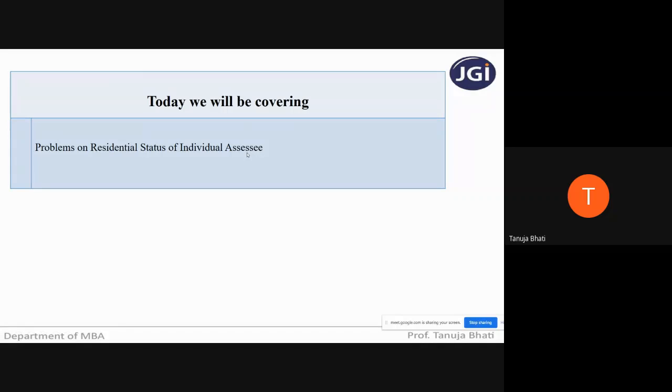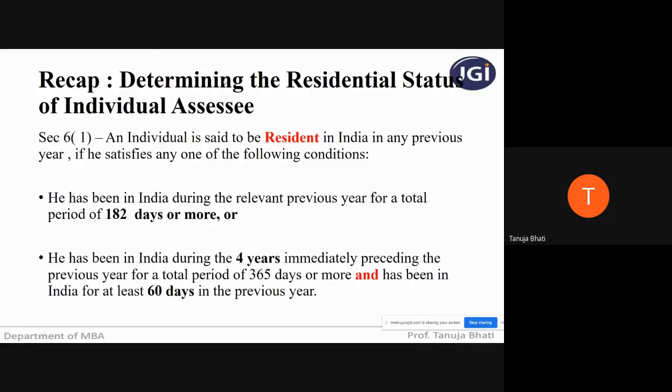Before starting the problems, we will have a quick recap of how to determine the residential status of an individual. This quick revision is for those students who were not able to attend my classes earlier. So how do we determine the residential status of an individual?